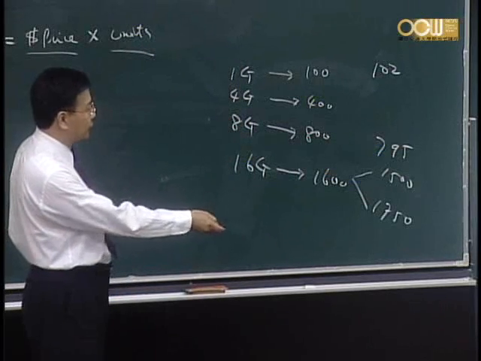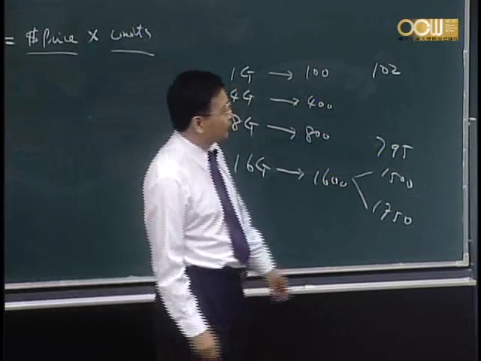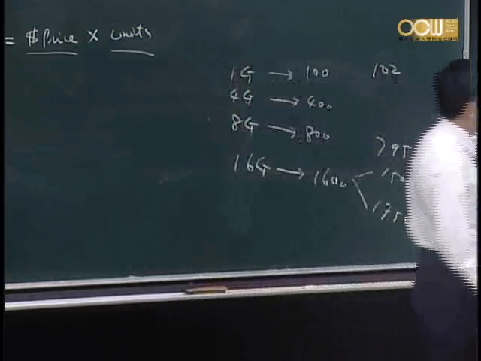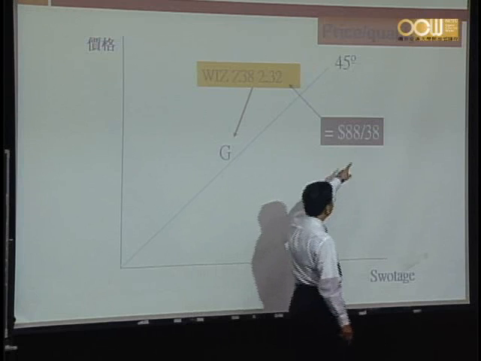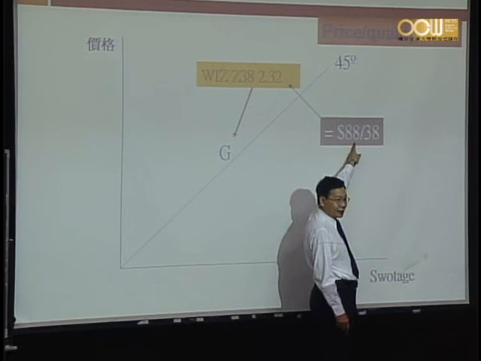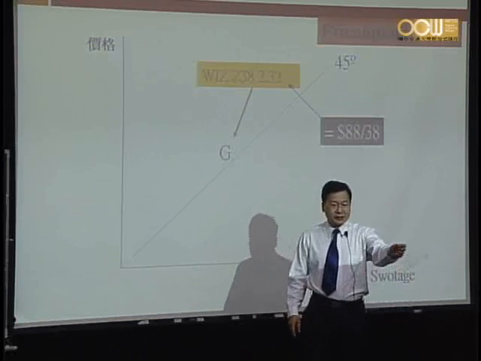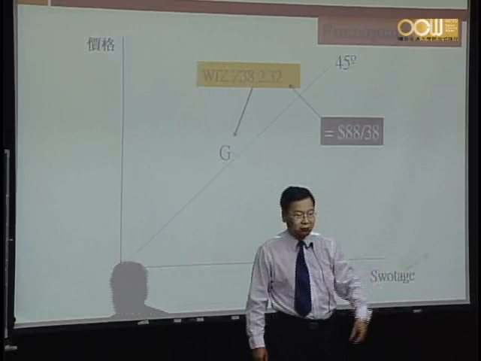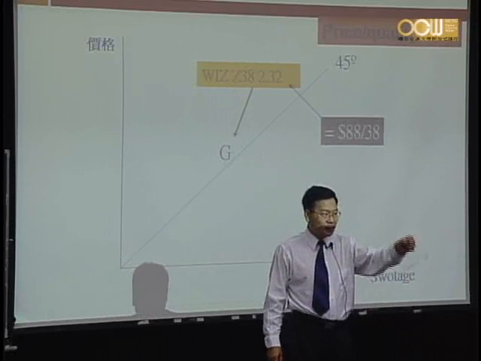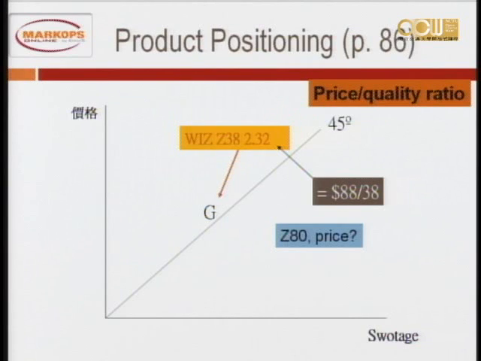So let me just show you very quickly. So roughly I can change that back because Z38. So therefore I can charge $88. Do you see that? Do you see how I get that? You know how to get $88, right? Because my index tells me 2.32, multiplied by 38, I can get my price. This is very important, all right? I don't know the price, but the price comes from this ratio.